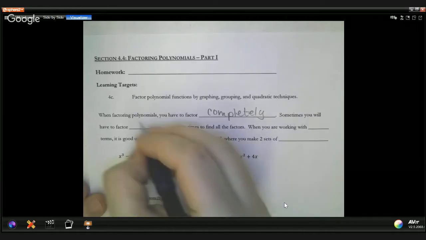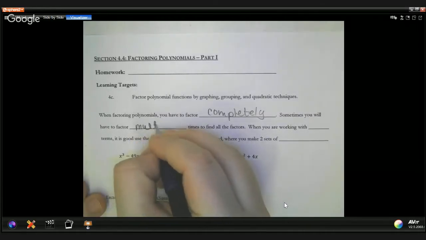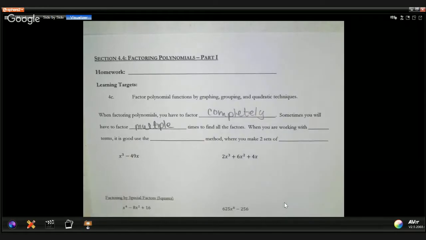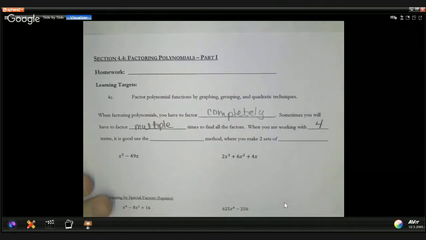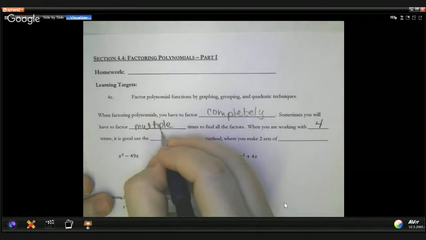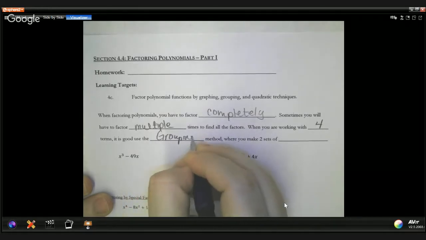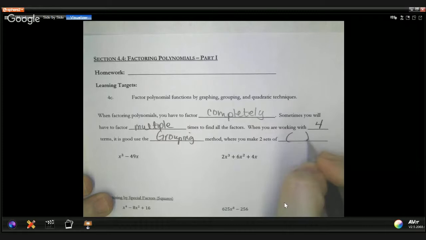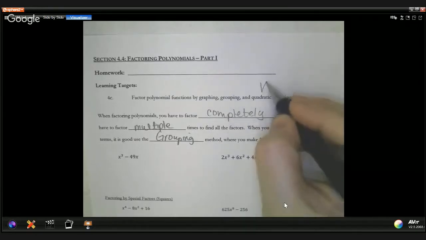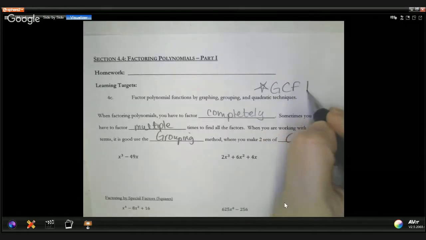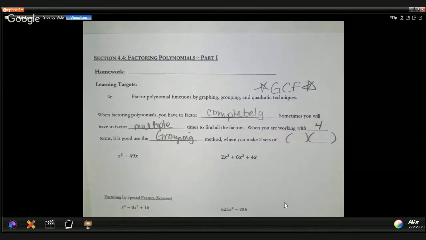Sometimes you're going to have to factor multiple times to find all the factors. When you're working with 4 terms, it's good to use the grouping method. And remember, we've done grouping before, and we put parentheses around the first 2, parentheses around the second 2, and then we factor out. So a big thing to know is that whenever you're factoring, the first thing you should always do is look for a GCF. Look for anything that goes into all the terms that you could take out.